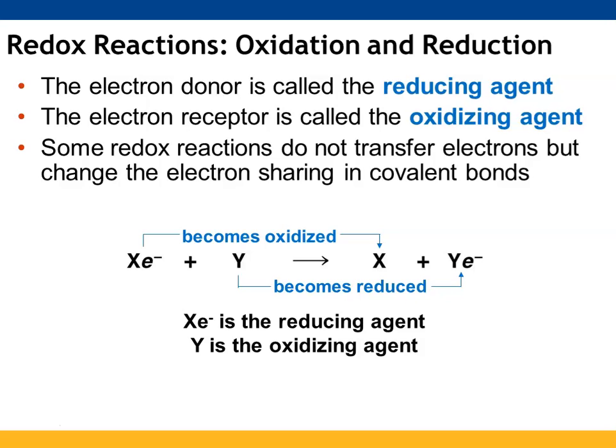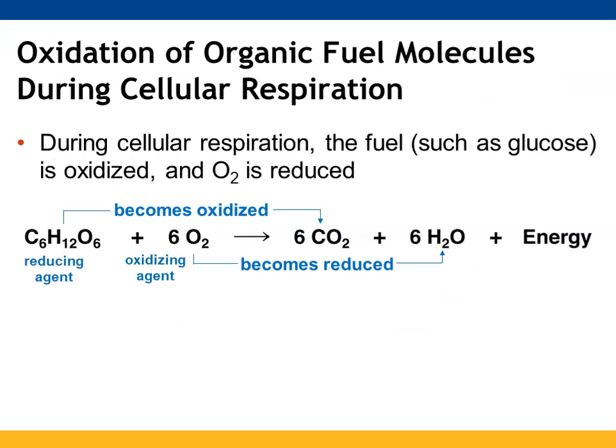What we're going to see with cellular respiration is that we don't physically have a transfer of electrons from our organic molecules to oxygen. But what we do have is a difference in how those electrons are being shared in the covalent bonds. So here we have glucose going to CO2, and we have oxygen going to water. The carbon that's a part of glucose is bonded to a lot of hydrogens, whereas in CO2, it is just bonded to oxygen.